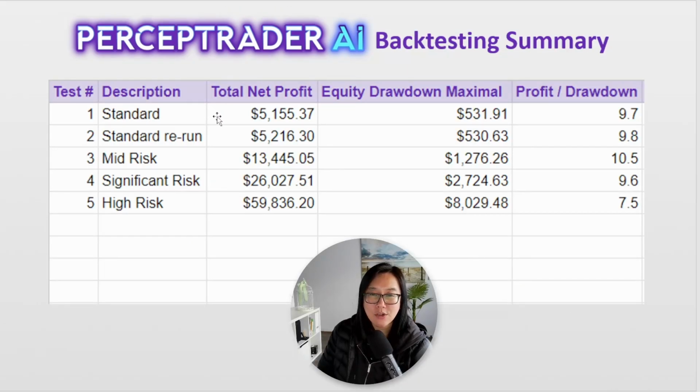We can see as we increase the risk from standard low risk up to high risk, our profits jump from 5,000 all the way up to 60,000, and our drawdown also increases from $500 to $8,000. But remember, the most important metric we want to see is the profit divided by the drawdown. And you can see it's reasonably consistent between the 9-10% mark, with the high risk one being the lowest and the worst ratio of 7.5. So potentially significant risk or mid-risk might be better. But remember, this is unique mode. If I reran test number 5 again, we might get totally different results.